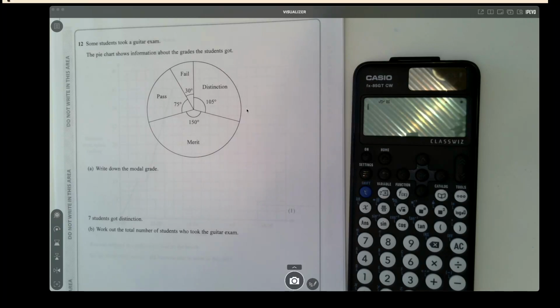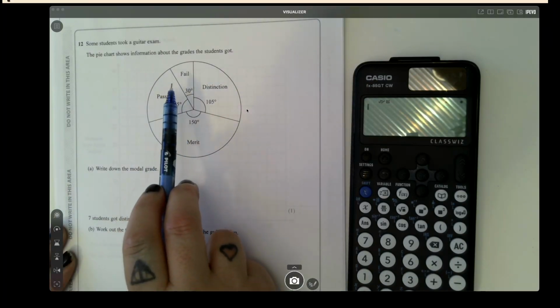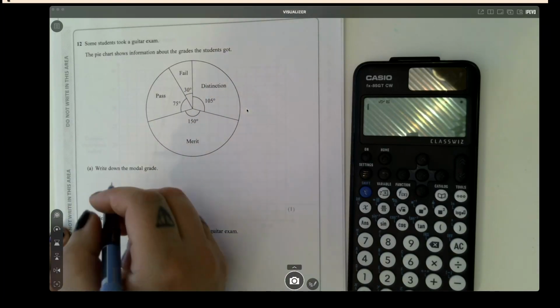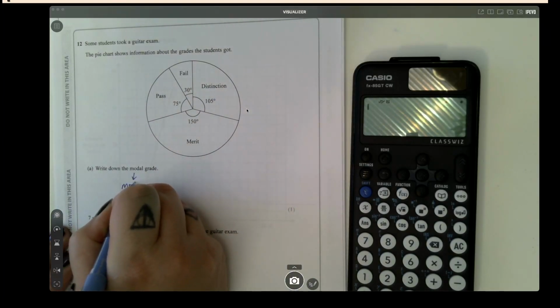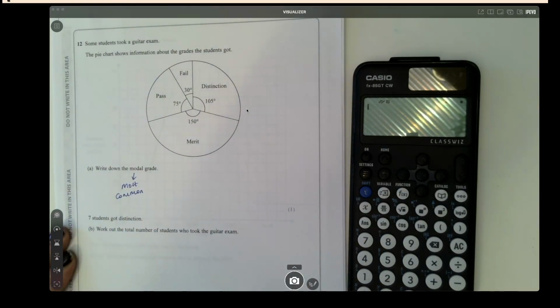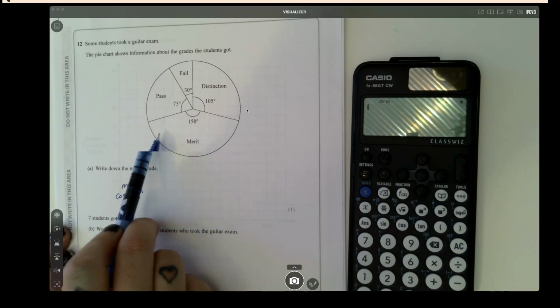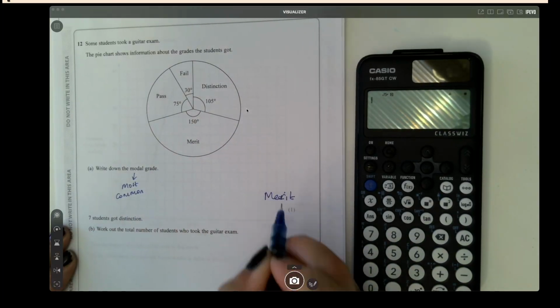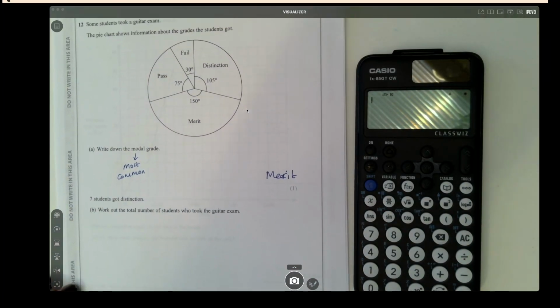Question 12. Some students took a guitar exam. The pie chart shows information about the grades the students got. So it's a pass, fail, distinction or a merit. Write down the modal grade. So the mode is the most common, so modal is most common. So we're looking for the biggest section of the pie chart. The biggest section of the pie chart is merit. So that is the modal grade.